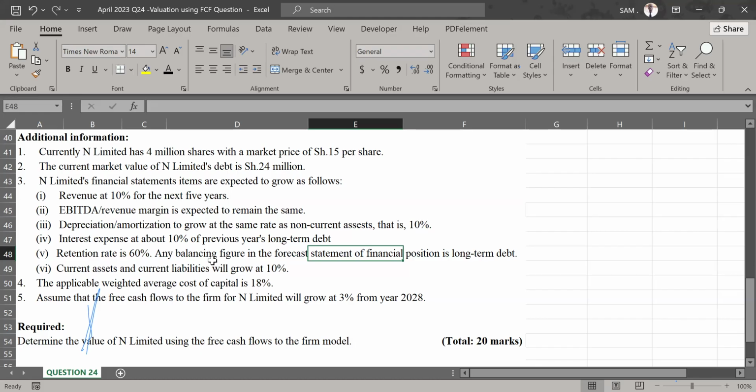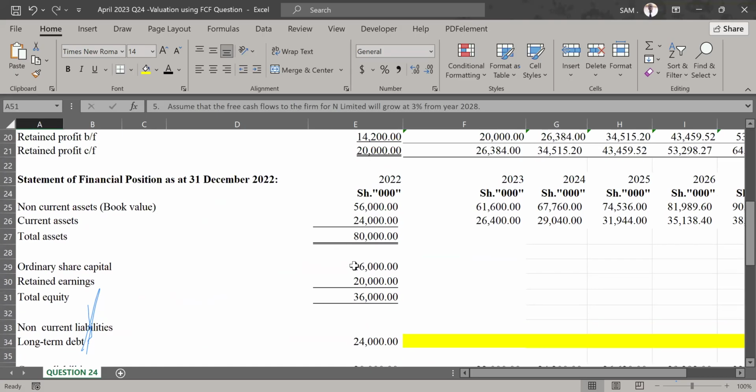Let's look at note 5. Assume that the free cash flows to the firm for N Limited will grow at 3% from the year 2028. So that one also does not affect our forecasted statement of profit or loss and our statement of financial position. Those two notes, note 4 and note 5, will come in later when we are narrowing down to the free cash flows. But as we come up with these model financial statements, it does not affect.